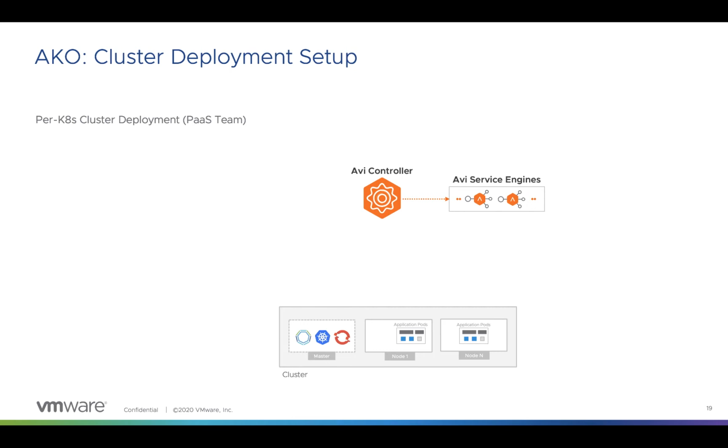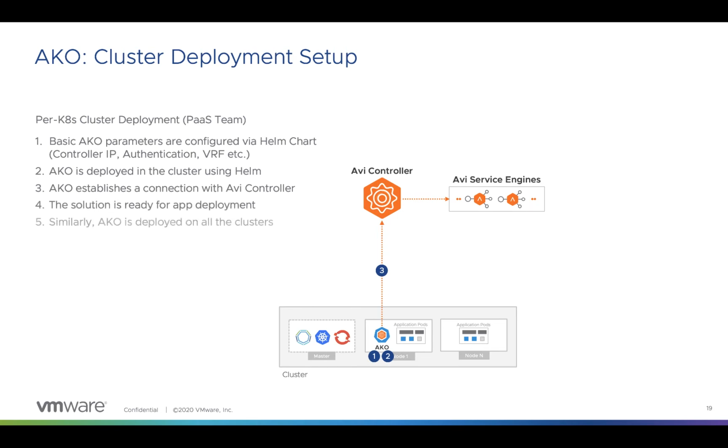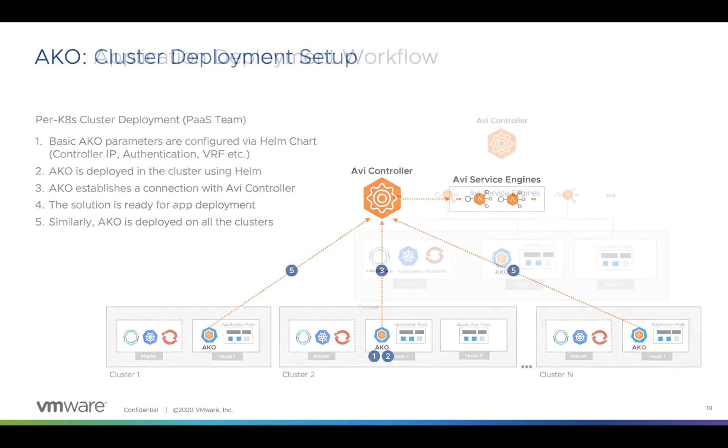If you have multiple Kubernetes clusters, then the same operation can be repeated on each one of them. Essentially, you just need an AKO pod running on each of these clusters pointing to the same Avi controller, and the same service engine resource can provide application ingress as well as load balancing functionality to all of these clusters at the same time.